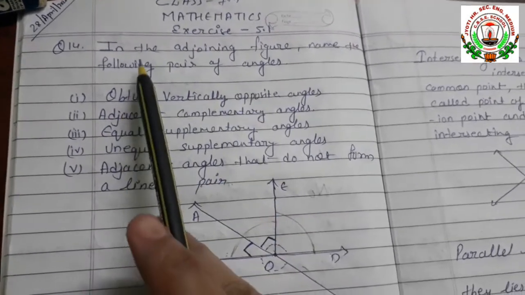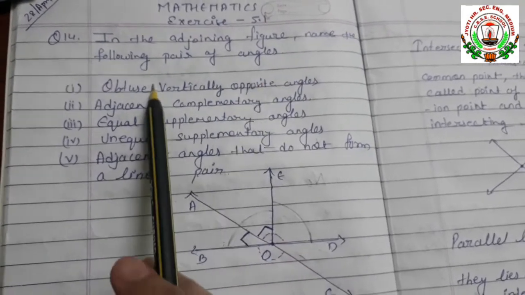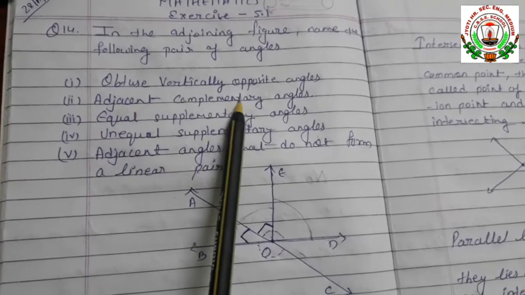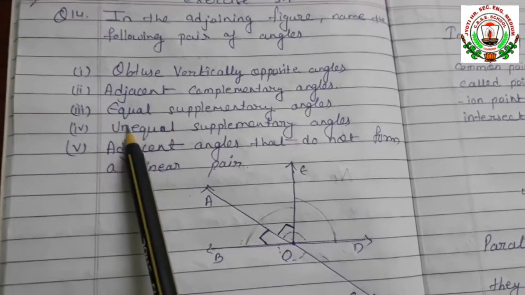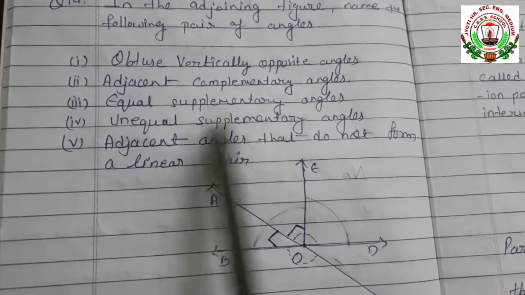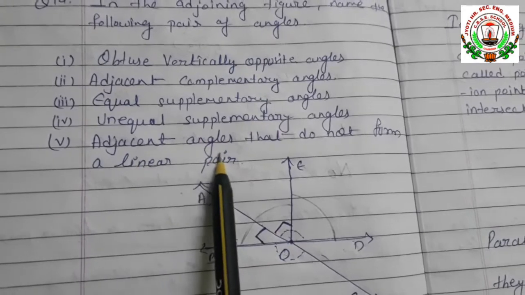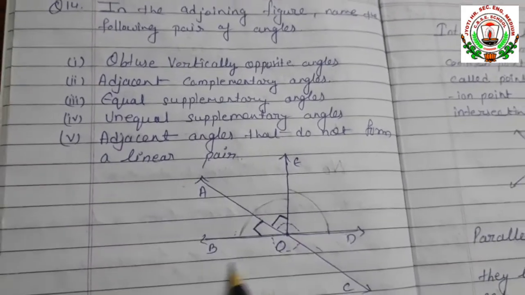So here is the question. In the adjoining figure, name the following pairs of angles. Here the angle names are given. First one is obtuse vertically opposite angle. Second is adjacent complementary angle. Third is equal supplementary angle. Fourth is unequal supplementary angle. And fifth one is adjacent angle that do not form a linear pair, isn't it? Now here is the figure.